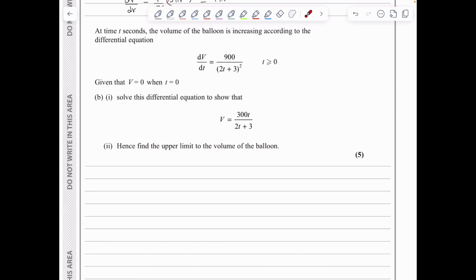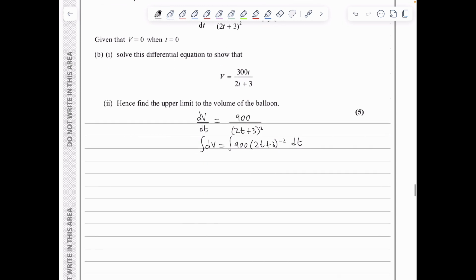We are then told that at time t seconds, the volume of the balloon is increasing according to this differential equation. Additionally, we've got that when t is 0, V is 0, and we need to solve the differential equation, arriving at V being 300t/(2t + 3). So starting with the differential equation, the first thing to do is separate the variables, so we collect the V's with dV on the left-hand side and everything involving t with dt on the right-hand side. So we're looking at dV being equal to 900(2t + 3)^-2 dt. Then I can integrate both sides.